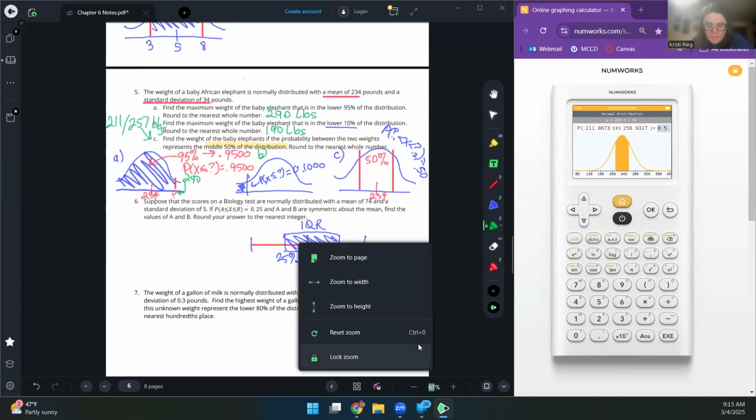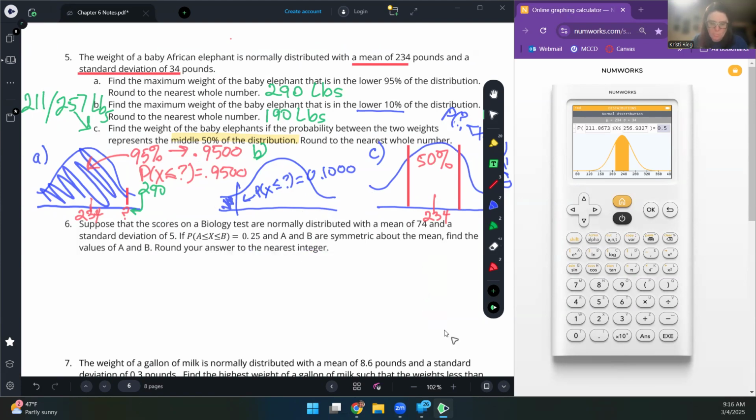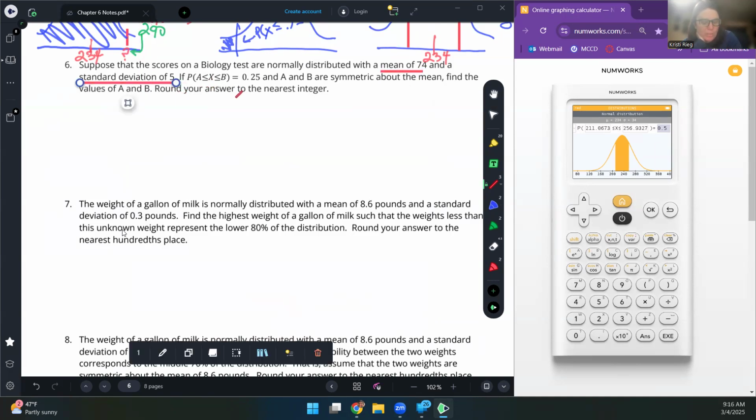Let's look at the next one. And I'm going to get rid of this. I wonder if I could just select it all at once and just delete it. Okay. Suppose the scores on a biology test are normally distributed with a mean of 74 and a standard deviation of 5. If the probability of X is between A and B is 0.25, and A and B are symmetric about the mean, find the values of A and B.